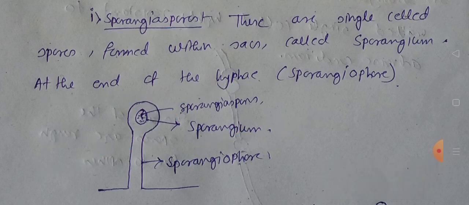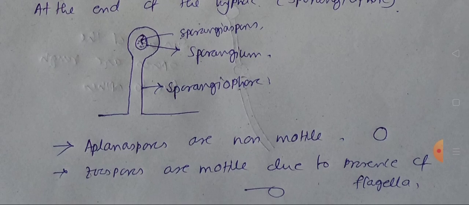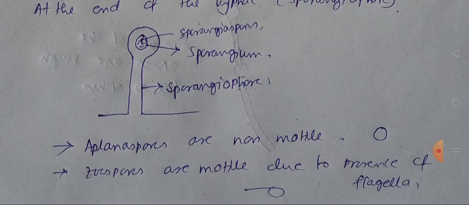Okay, this is the bag-like structure. So that is the sporangiospore, and this we will call the sporangiophore. Inside the sporangiophore there is a bag-like structure which we will call the sporangium. Inside this bag-like structure we will have sporangiospores. Okay, so there are two important types of sporangiospores: aplanospores, which are usually non-motile, and another one is zoospores. These zoospores are motile because they have flagella.